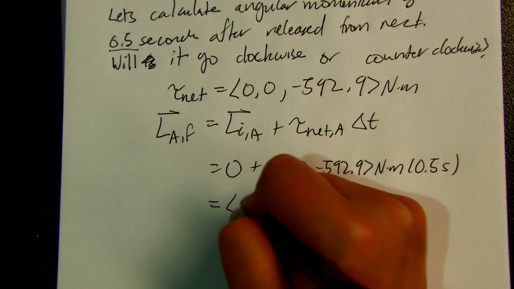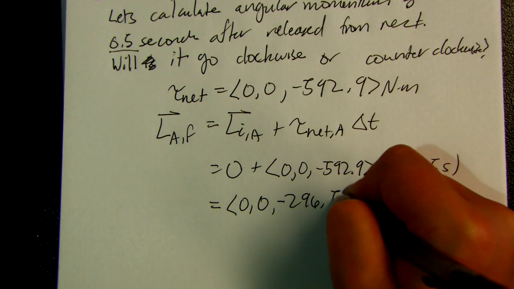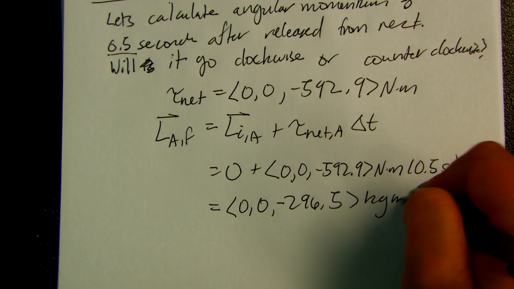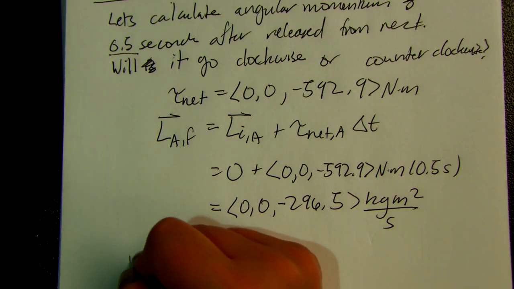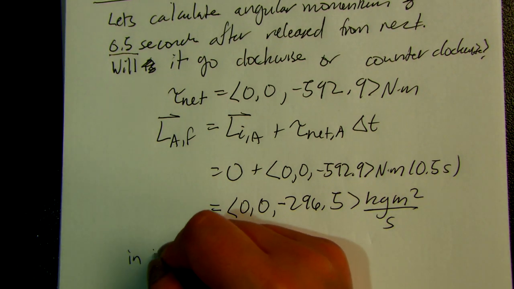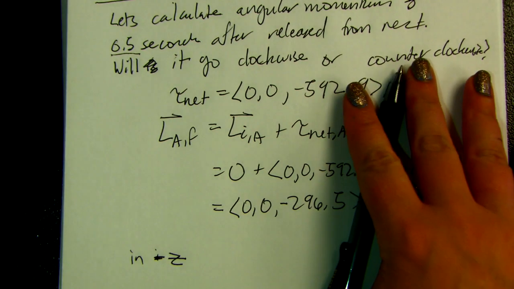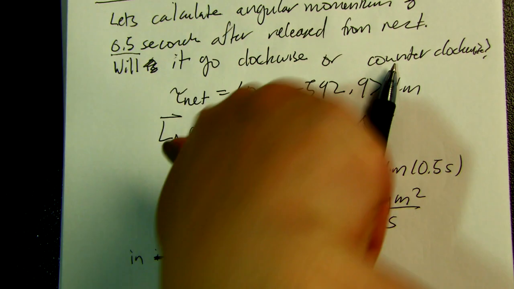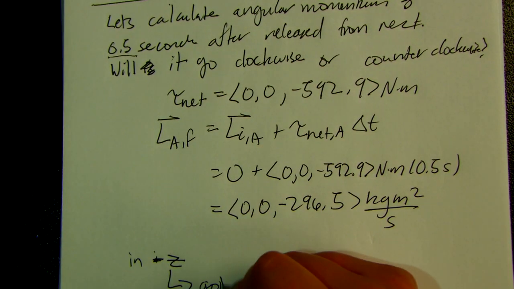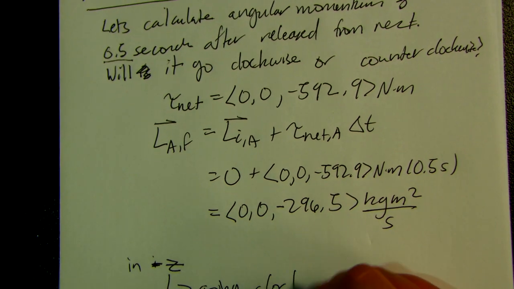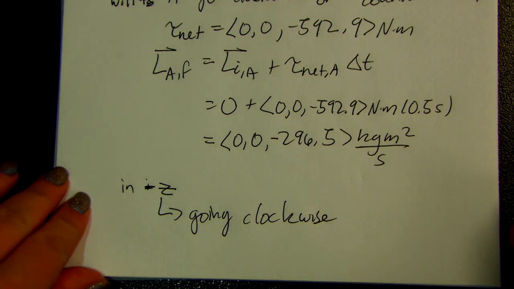This is equal to 0 minus 296.5 kilogram meters squared per second. So it's in the minus z direction. Point our thumbs down. Oh my goodness, it's going clockwise. So going clockwise, once again, using the right-hand rule.